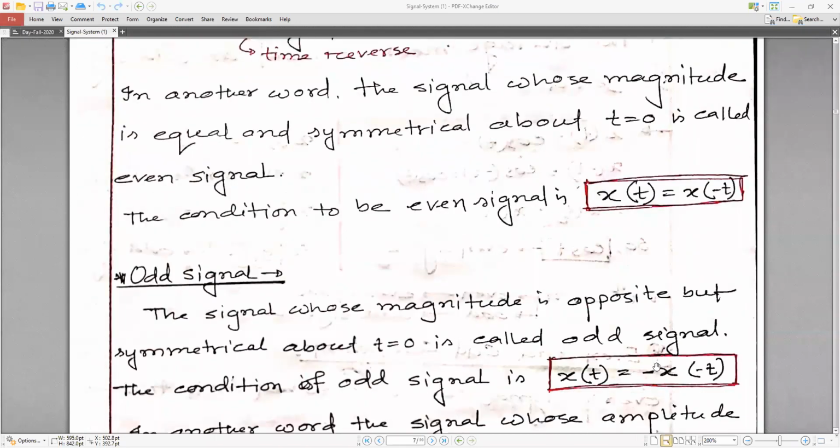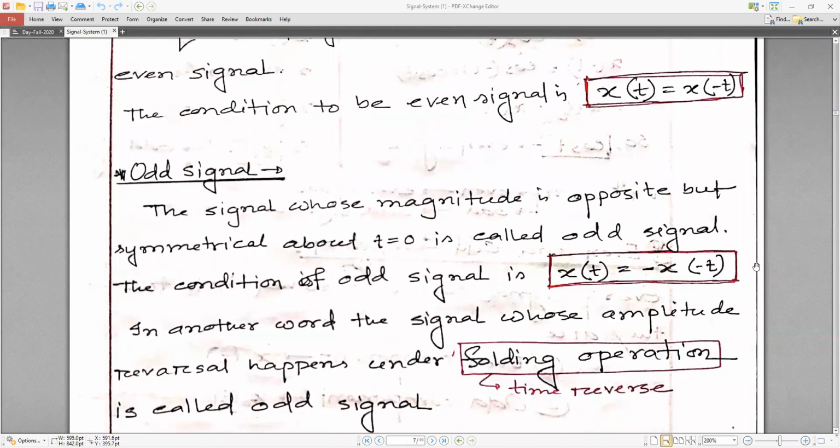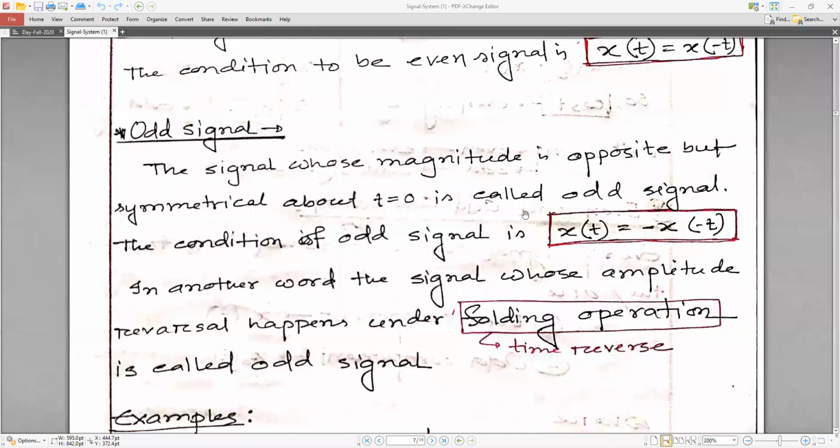The condition for the odd signal is the signal whose magnitude is opposite but symmetrical, that is called the odd signal. The condition of the odd signal is x(t) is equal to minus x(minus t). In other words, the signal whose amplitude reversal happens under the time reverse, the folding operation, is called the odd signal. This time reverse is called the folding operation.